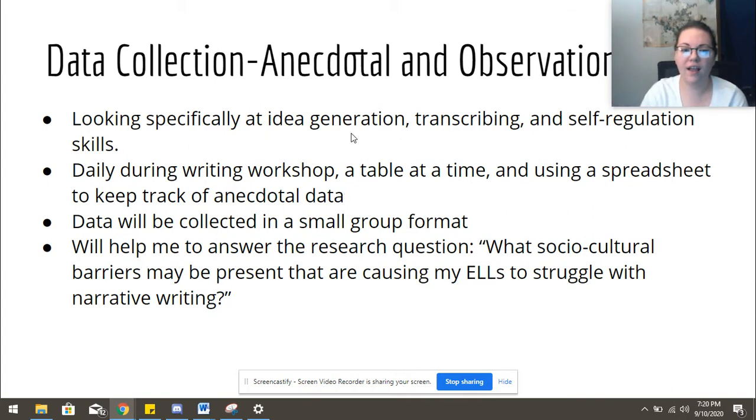So I was looking at how easy it was for my monolingual students to generate ideas and put them on paper compared to my ELLs, my bilingual students, and what sociocultural barriers may be present in that.